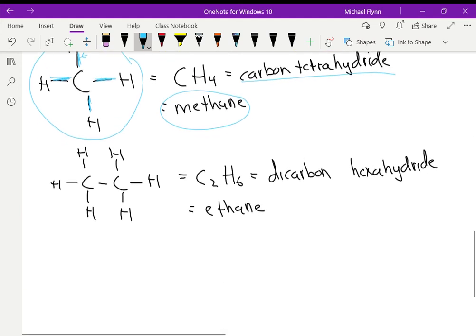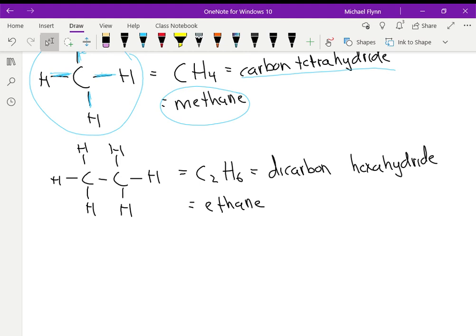Another example of a hydrocarbon compound would be 2 carbons and 6 hydrogens. You could legitimately call it dicarbon hexahydride, but we have a special name for it. We call it ethane, okay? 3 carbons surrounded by hydrogen would be called propane. 4 carbons surrounded by hydrogens would be called butane. And then after that, it's pentane, 5 carbons. Hexane, 6 carbons. Heptane, 7 carbons. Octane is gasoline, that's 8 carbons. Nonane would be 9 carbons, and decane for 10 carbons. So some things have special names, okay?